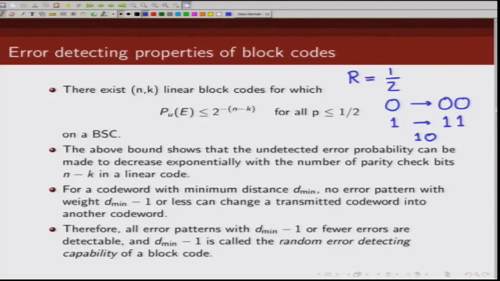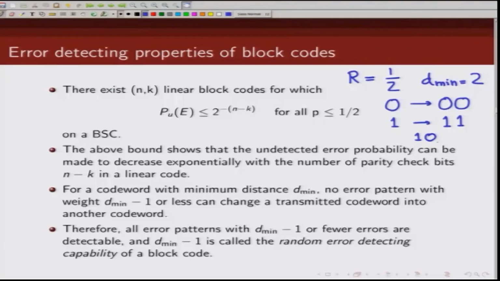We can see basically minimum distance is 2. Minimum distance of this code is 2. So, according to this, we should be able to detect all error patterns of weight 1. So, let us take an example. Let us say we receive 1 0. Can you detect the error?